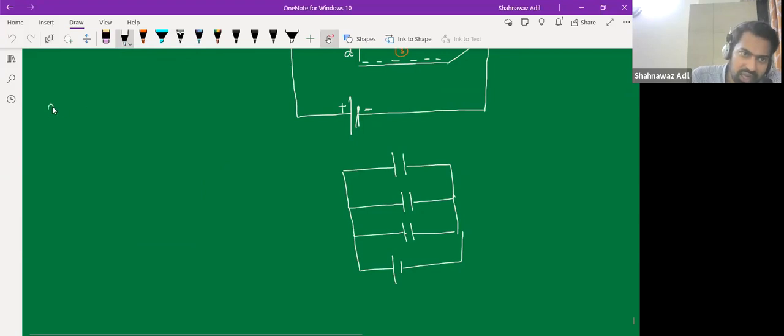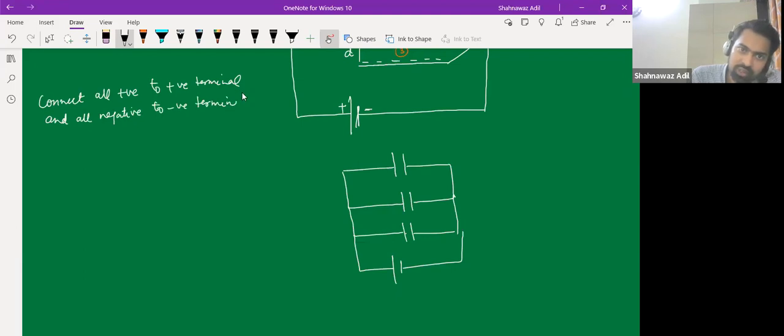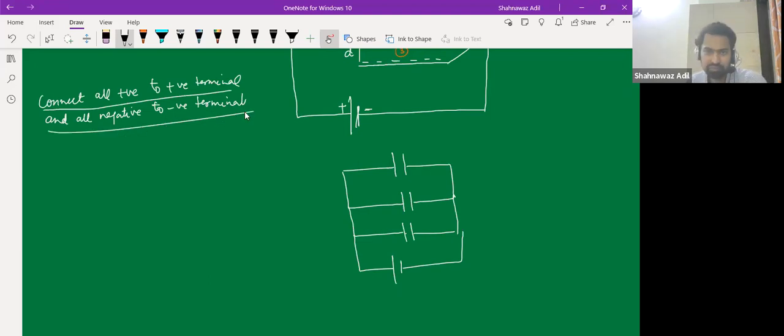So whenever we connect all positive to positive terminal and all negative to negative terminal, what is this combination? Series or parallel? Yes, Shavit, what is this combination?